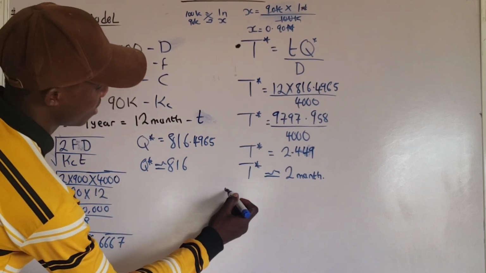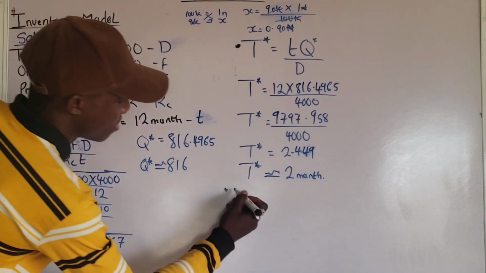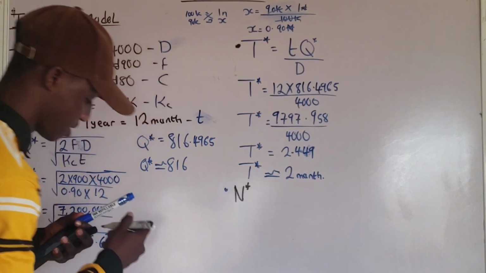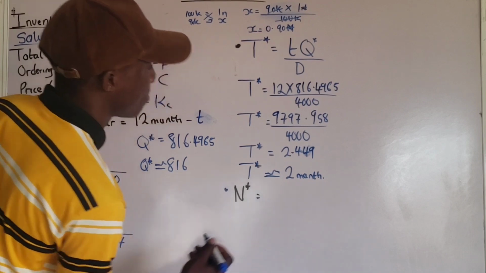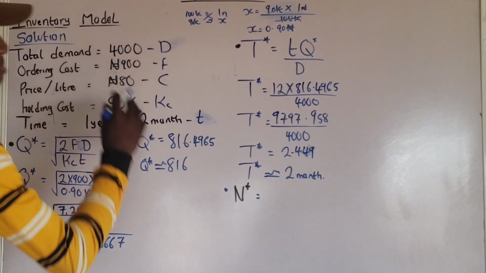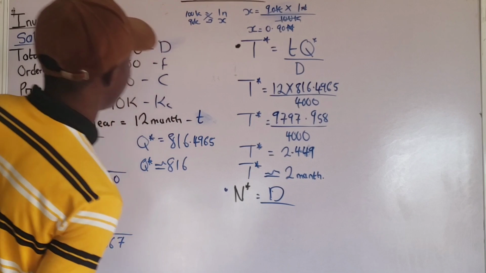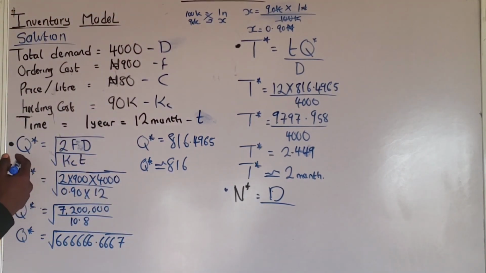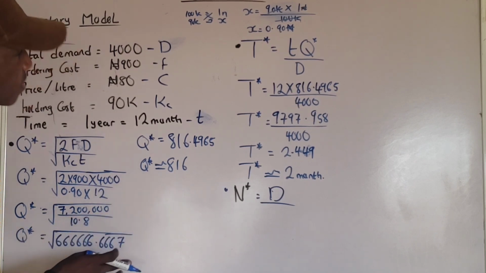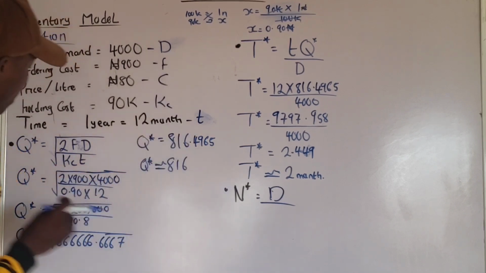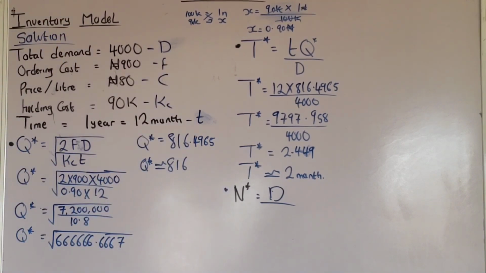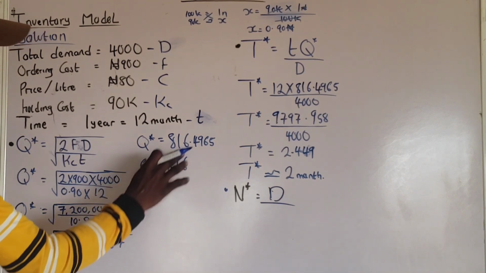Okay, let me write out the formula. The optimum number of orders, let me represent as N, that the firm should order per year, will be total demand, which is D, all over the optimum quantity that will be ordered at a time. You understand? See, this N is the number of orders that the firm can place by year. And if you want to get the number of orders that the firm can place by year, you're going to make use of this formula. And that's why I'm writing D all over the optimum quantity that can be ordered at a time. And the optimum quantity that can be ordered at a time is what? 816 point.